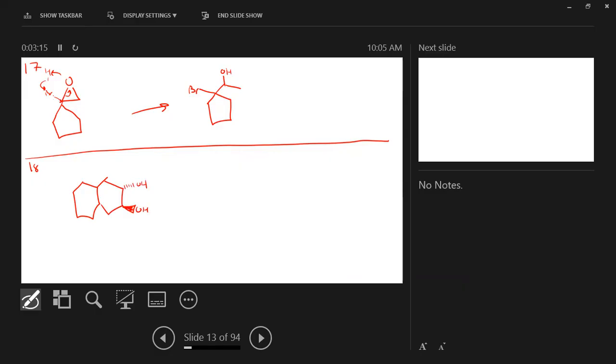If you want to draw the other enantiomer, that's fine. But it only requires one enantiomer. So if you draw both, it's going to mark it wrong. So please don't do that. And I drew these in the wrong position. They should just be one more down.